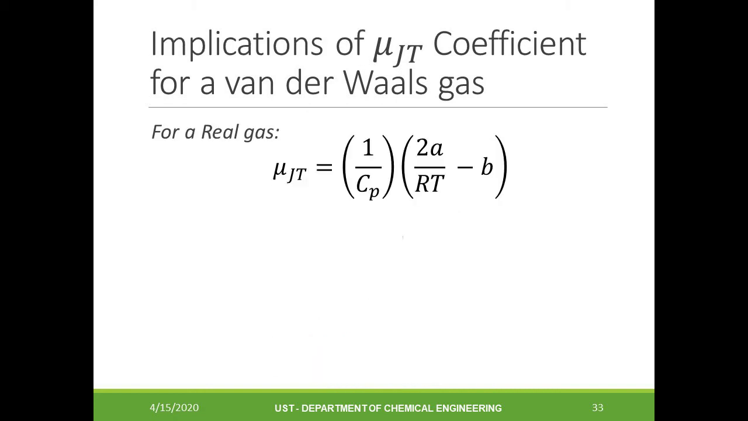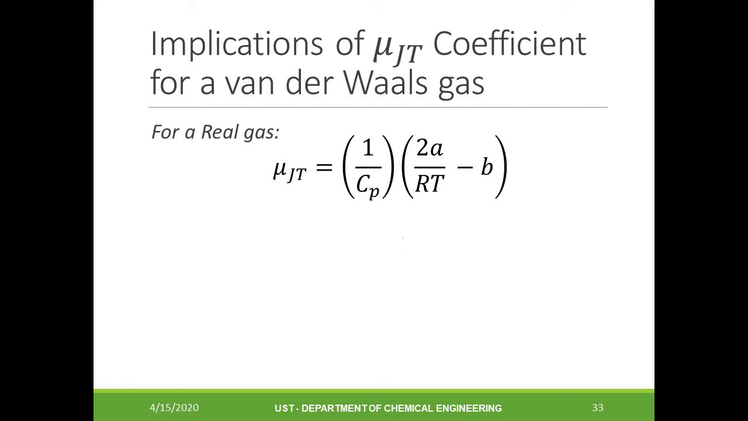Alright, so after all the effort that we've put into the derivation, what is the significance of this Joule-Thomson equation for a real gas? Let us try to interpret this equation at two extremes, that is, at very low temperatures and very high temperatures.